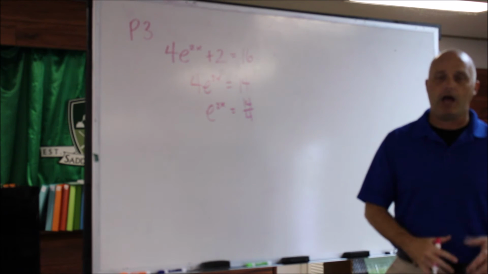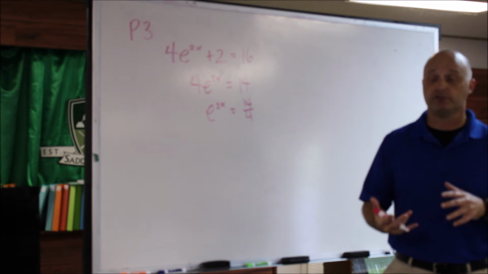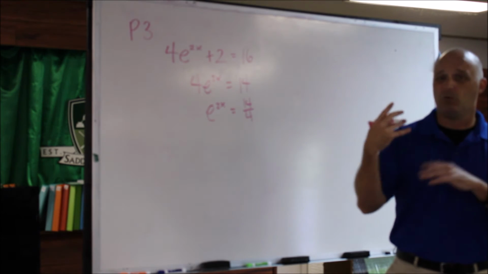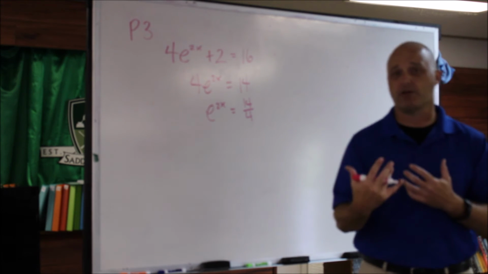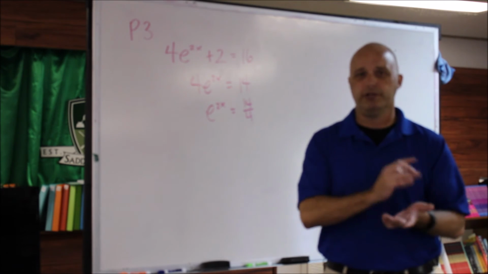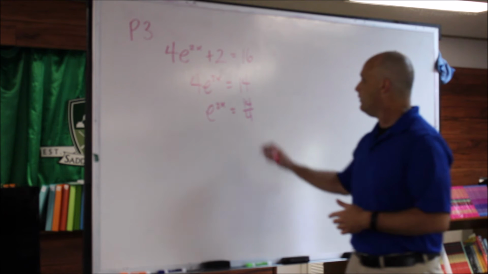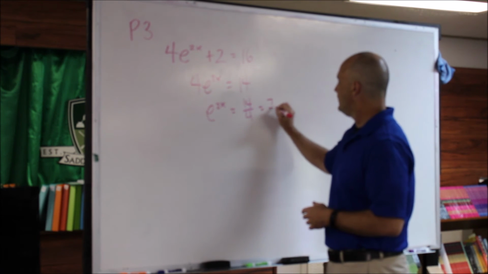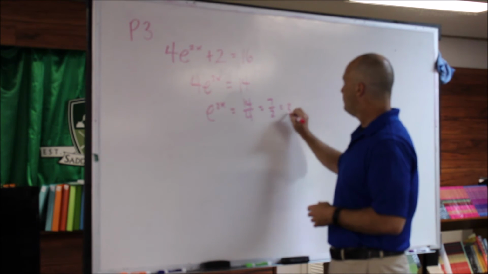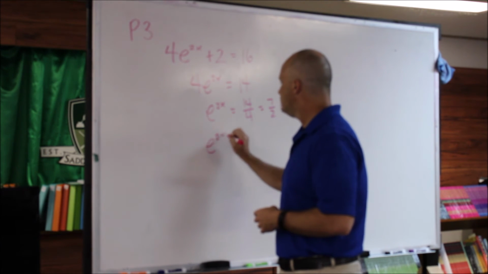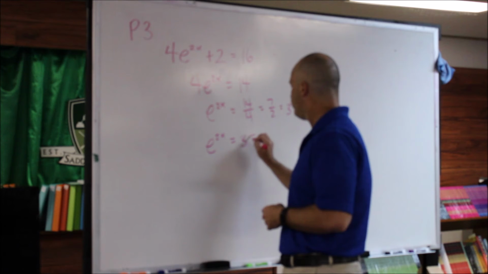Now at this point, I would actually go ahead and convert this to a decimal because we might end up with a complex fraction, and we really don't want to deal with complex fractions when we're working with logarithms. So 14 over 4 is the same thing as saying 7 over 2, which is going to convert to 3.5. So I'm going to rewrite this as e to the 2x equals 3.5.